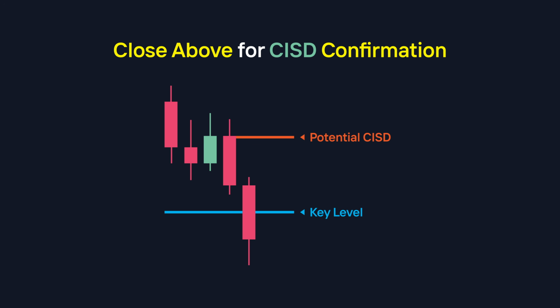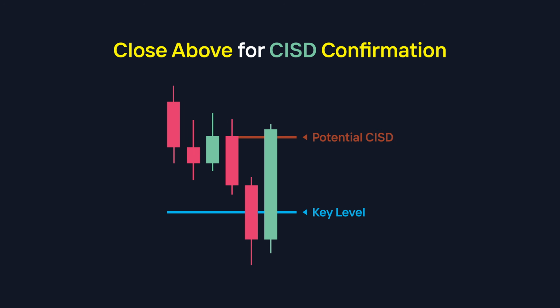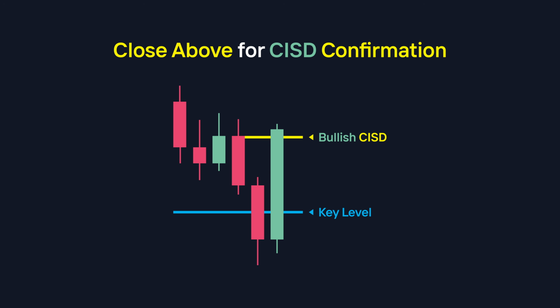The first is that in order to validate the CISD, we must see a candle close past the level. For example, if the market were to push through this level before then retracing back down, this wouldn't validate the CISD. It's only with the candle closing above the level that the confirmation criteria is met.